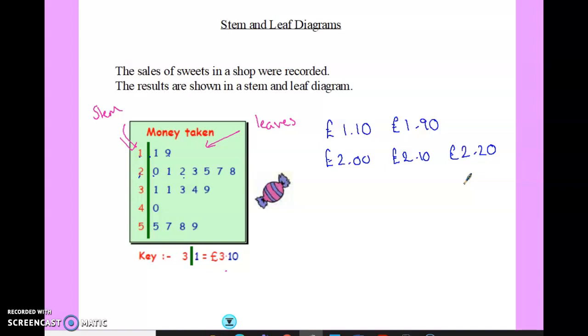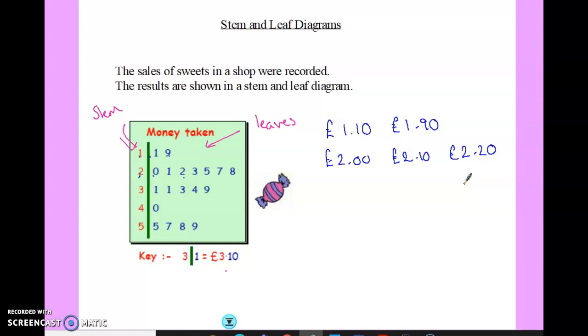Now from a stem and leaf diagram, you might be asked to work out something like the mean, median, the mode, the range, all these things that we have looked at already. So you can be asked to work them out from information that's given in a stem and leaf diagram rather than just as a list of numbers. You can also get asked different questions just about the numbers that are in the stem and leaf diagram itself.